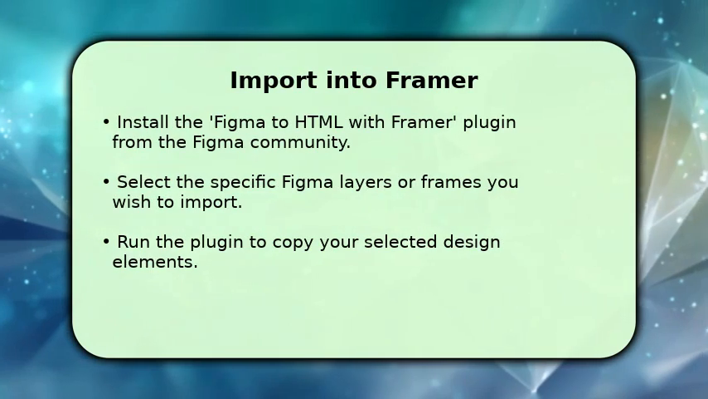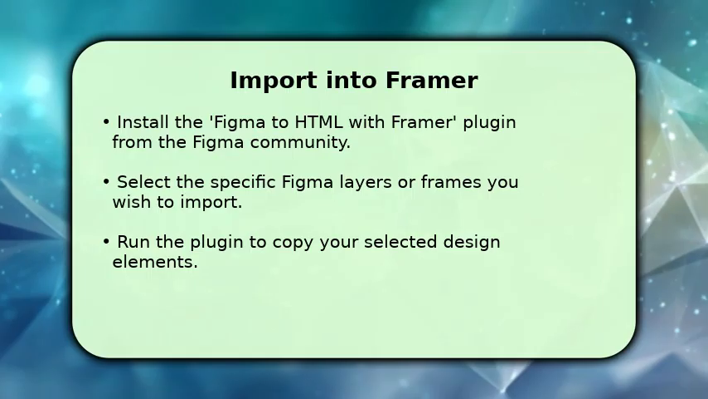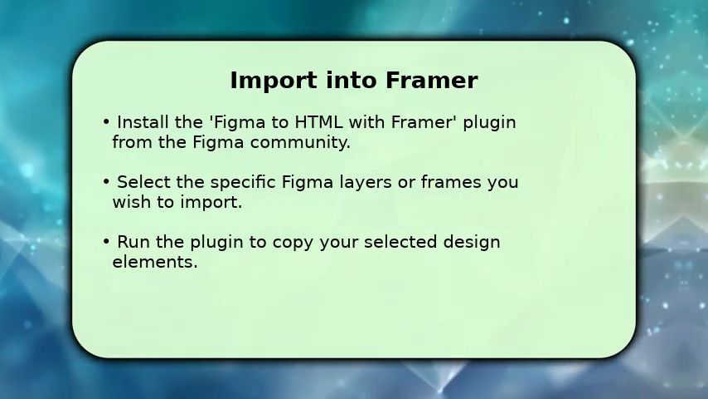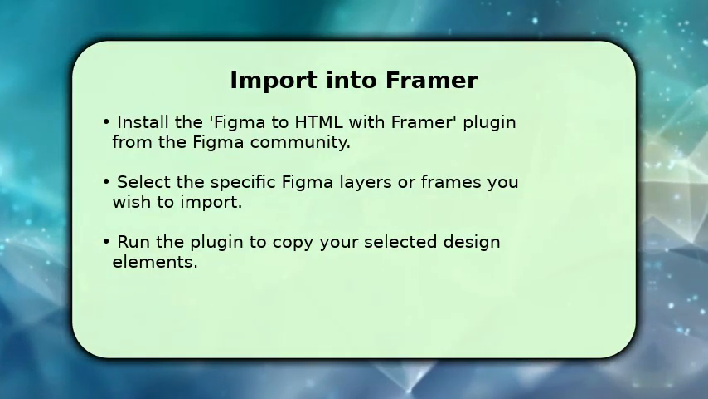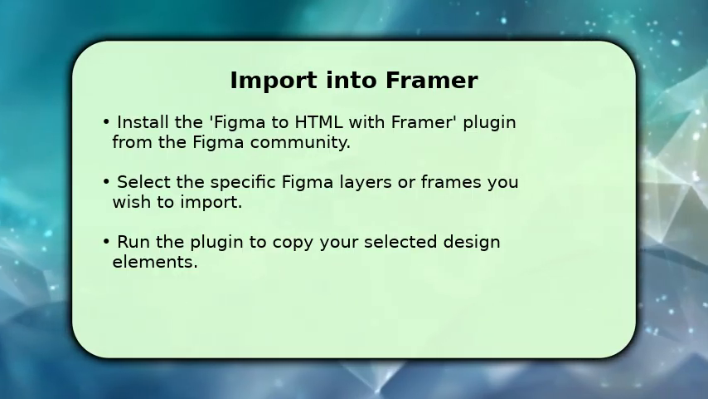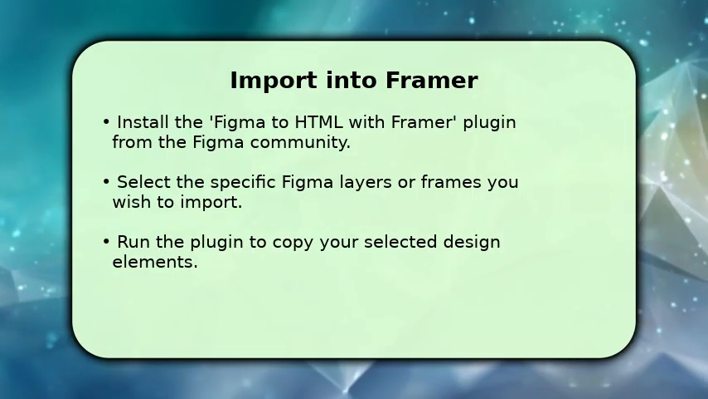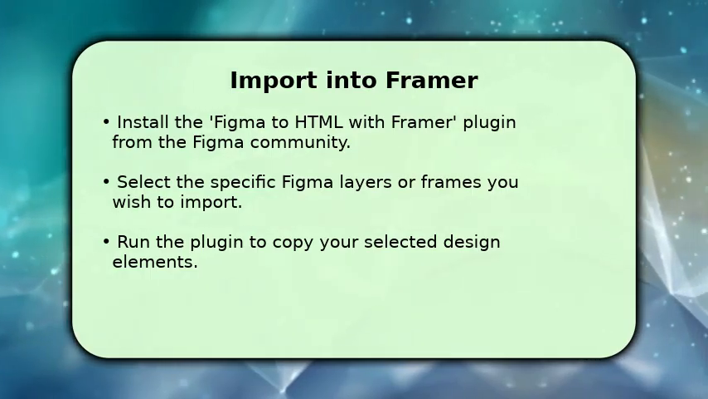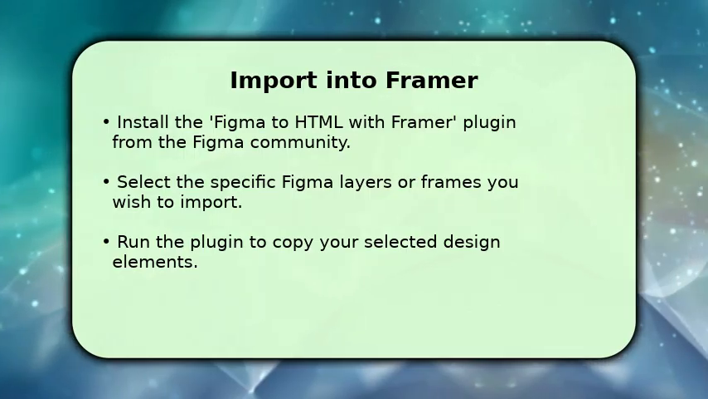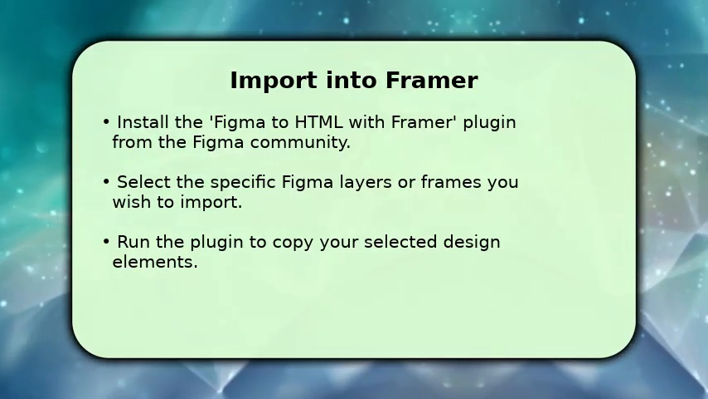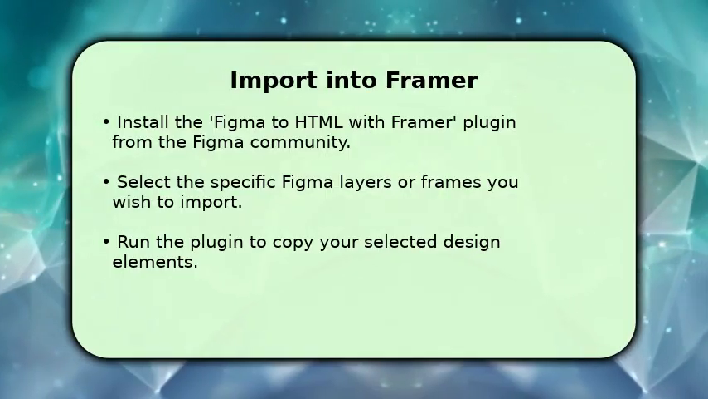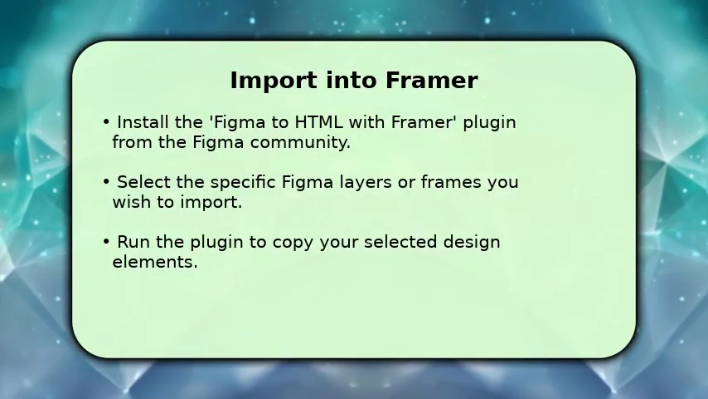The easiest way to import your designs is by using the Figma to HTML with Framer plugin. First, install this plugin from the Figma community. Once installed, select the specific frames or layers you want to transfer within Figma. Run the plugin to copy these elements. Then, switch to Framer, open a new or existing project, and simply paste your copied design onto the canvas. Framer will convert your Figma layers into editable elements.